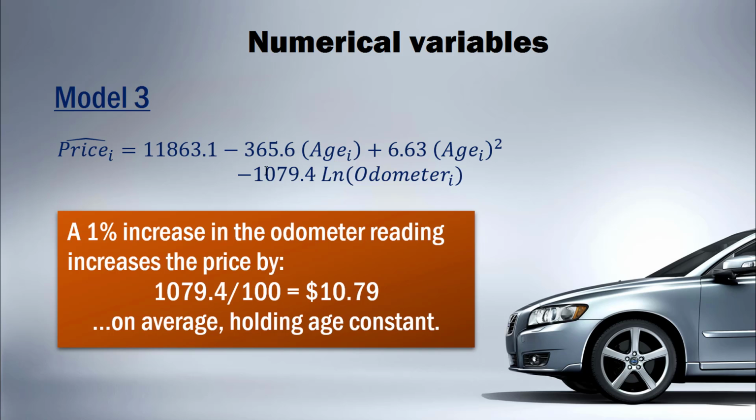So technically the coefficient represents the change in price for a 100% change in odometer. But what's maybe more useful to us is to say, well, what happens if odometer goes up by 1%? So then we can just divide that by 100 and say, well, it's a $10.79 increase if the odometer goes up by 1%. And this is just a great property of logs, which I go into a bit more depth in the video linked below.